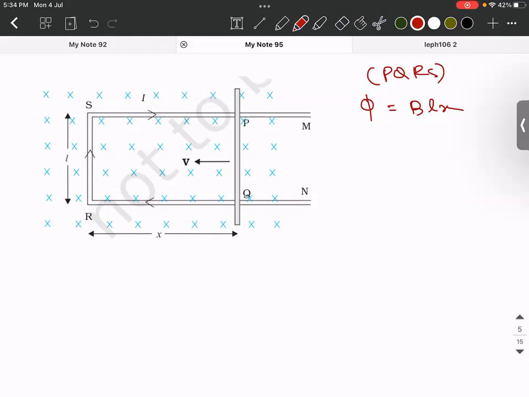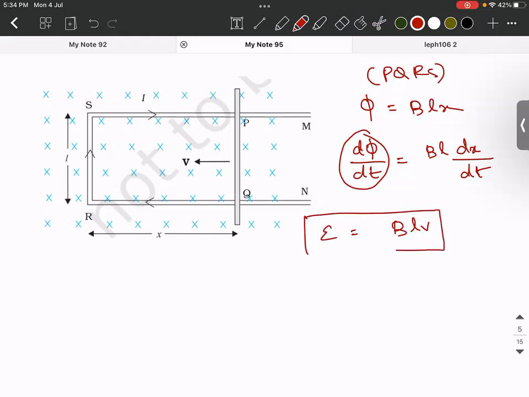So if I differentiate on both sides, d phi by dt, what is it going to be? B into L into, because the magnetic field is constant and the length is also constant, what is changing? X is changing. So dx by dt. Can I call this BLV? And what is this d phi by dt called according to Faraday's law? This is what is called EMF. So the motional EMF associated with this coil is as simple as an expression B into L into V. This is not a simple derivation, this is the simplest you would have seen, only 3 steps. So it is B into L into V.